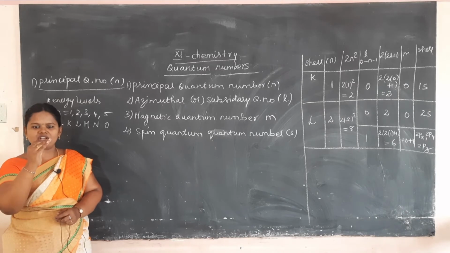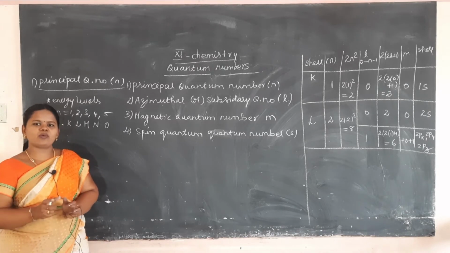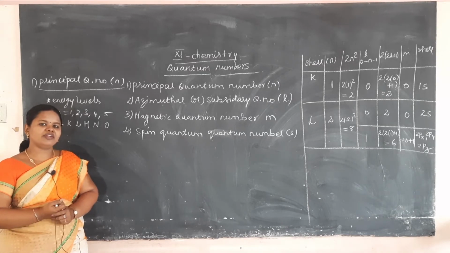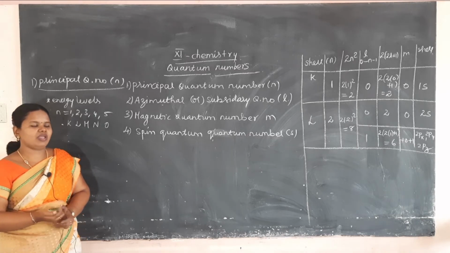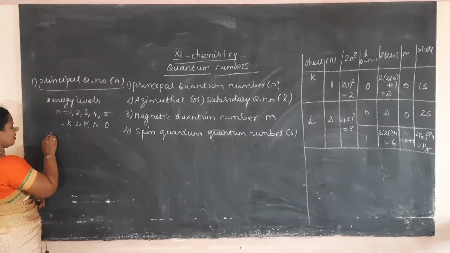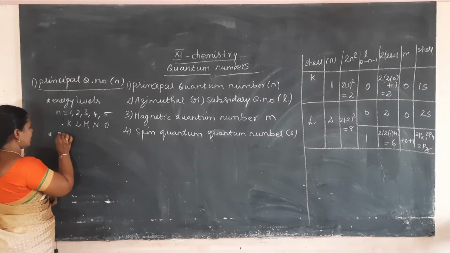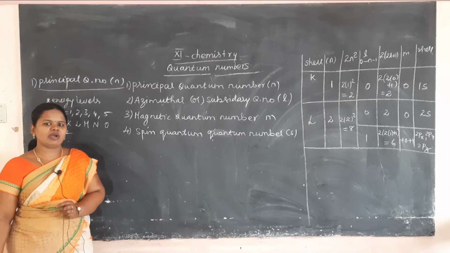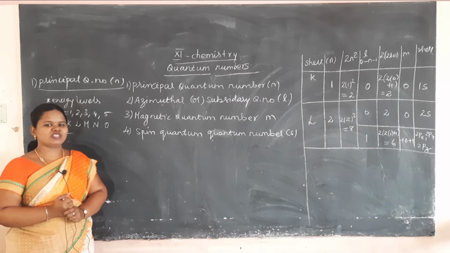So the first energy level will have sub energy levels or subshells. This principal quantum number explains the filling up of electrons in different energy levels. The maximum number of electrons that can be accommodated in a shell is given by the formula 2n squared.